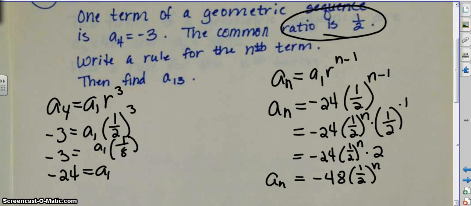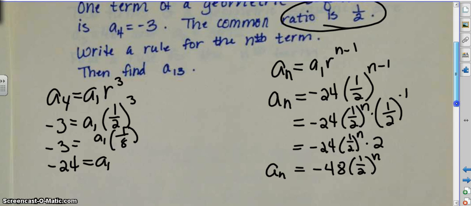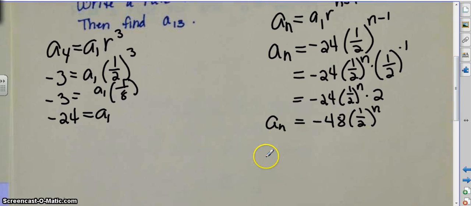Finally, to get the 13th term, what I'm going to have to do is use this formula, and I want to find a sub 13. So that's negative 48 times 1/2 raised to the 13th power, and that would give me a sub 13.